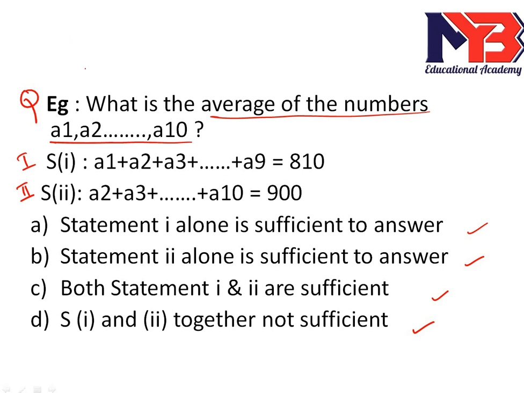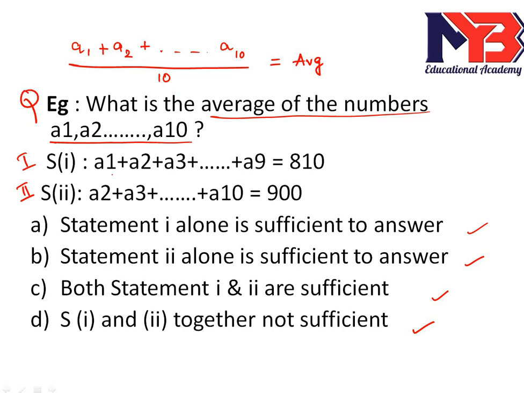See, the question is telling that I need to find out the average of A1 to A10. That means it is very clear that to get the average of A1 to A10, I need the summation of A1 to A10 divided by the total number of terms, which will give my average. So now to get this, I need to have the A1 to A10 terms, or otherwise I need to have the overall summation of that. So let me look at statement number 1 here. The statement number 1 is very clear.